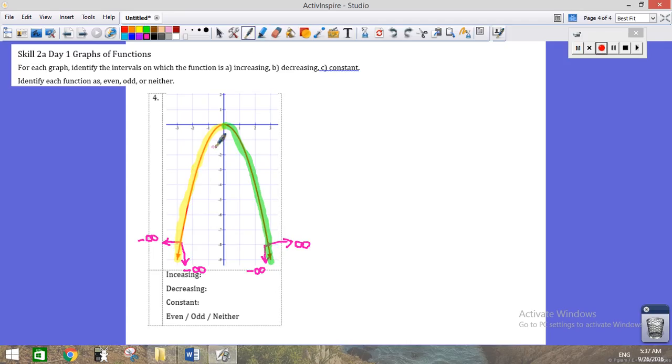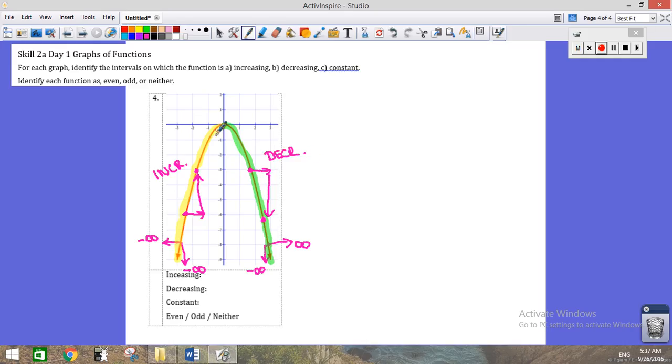So if you're in this yellow region and you pick any 2 points that have x-coordinates that are less than 0, then as x increases, y is increasing. But if you pick any 2 points that are in the green region, as x increases, y is decreasing. So over here, the output of this function, the y-coordinates, are getting bigger, they're increasing, and over here, as you move to the right, the y values are decreasing.